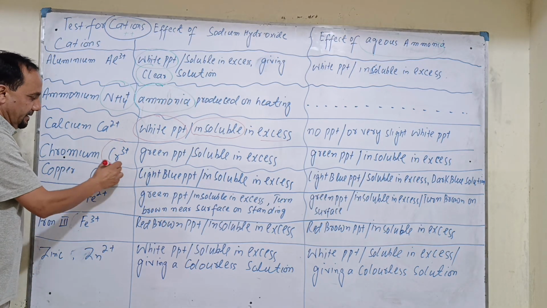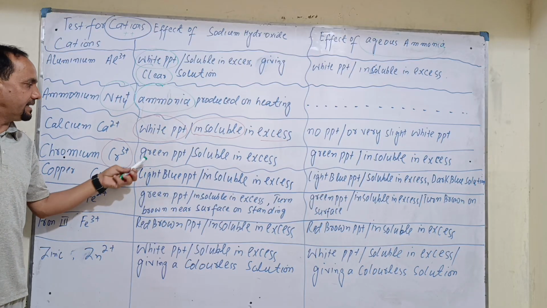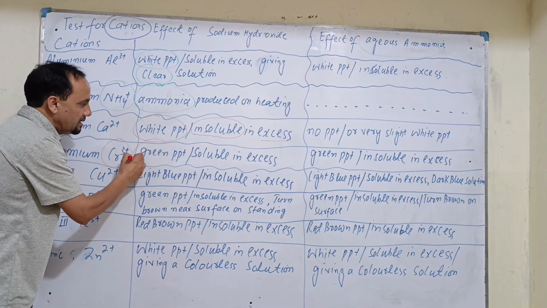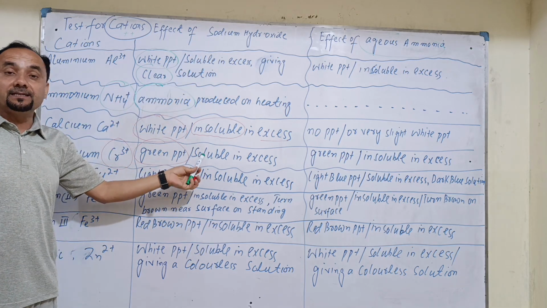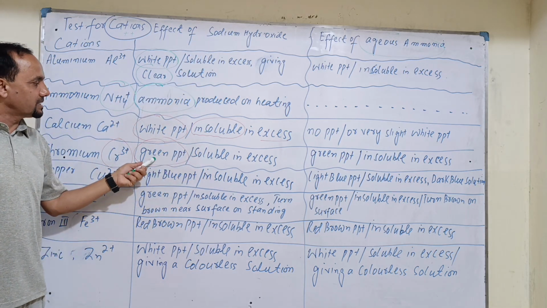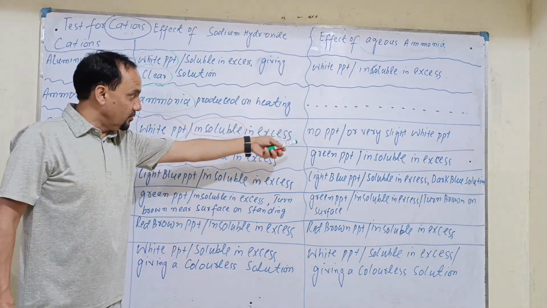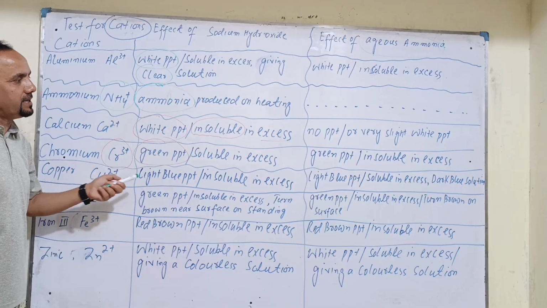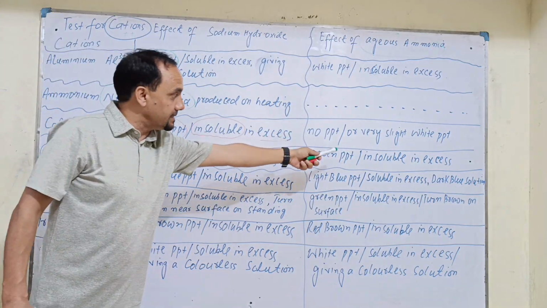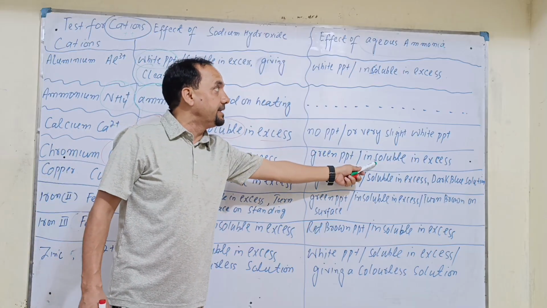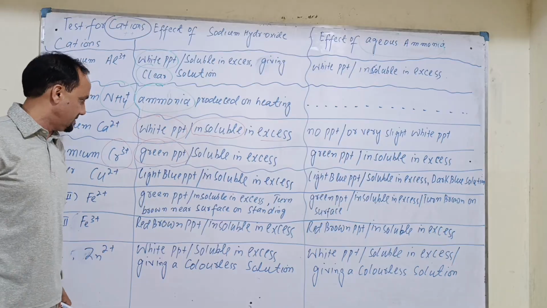For chromium ion, when a few drops of sodium hydroxide are added, you will see green precipitate. When the same sodium hydroxide is added in excess, the green precipitate will dissolve. When ammonia solution is added to the chromium ion, what will you see? Green precipitate. And if an excess amount of ammonia is added, the precipitate will remain insoluble, meaning no change.